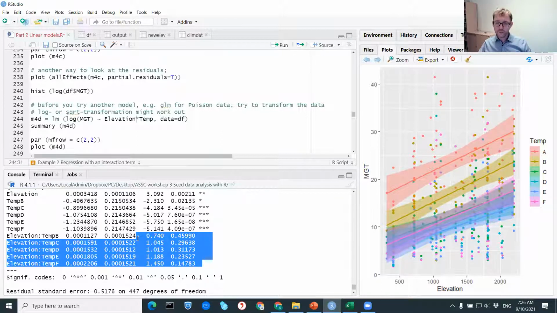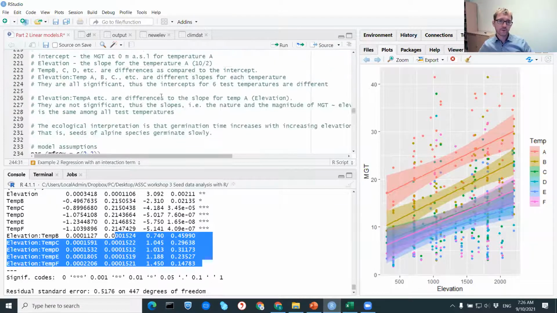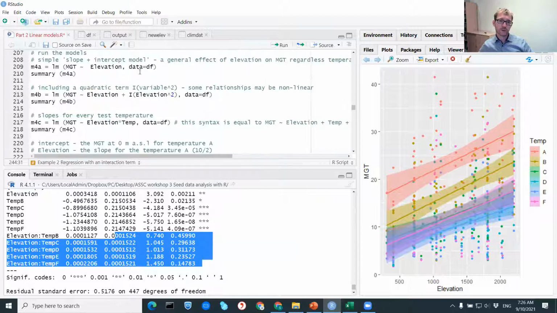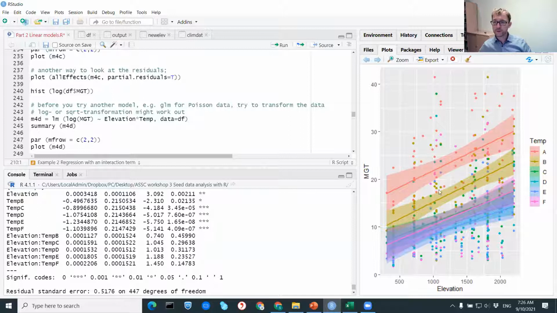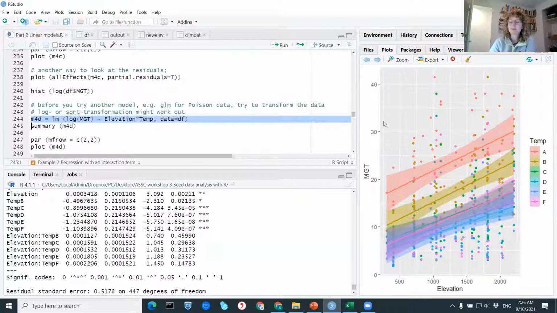The short answer is, it depends on your question. If you're just exploring your data, and you see there are no big differences in the slopes, it's basically the same but the intercepts are different, you would go back to this model. But if your question is very specific and you're interested in the MGT elevation relationship at different test temperatures, you should stick to this syntax. Okay. Yeah, that makes sense.